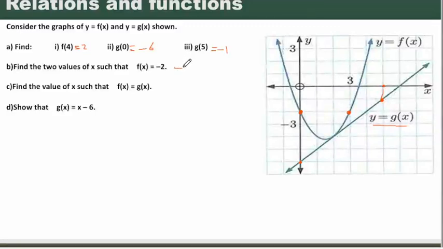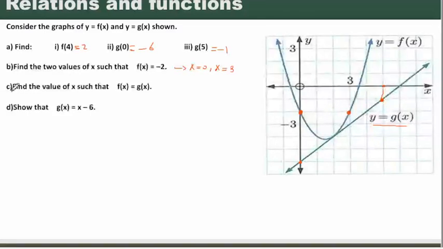So x equals 0 and x equals 3. The f of x would be -2. So if x equals 0 and x equals 3, then f of x would be -2.